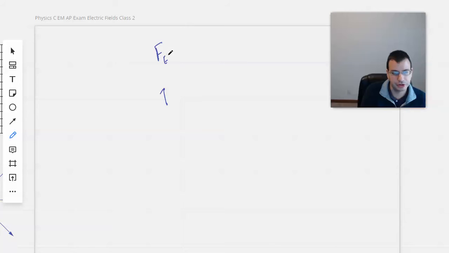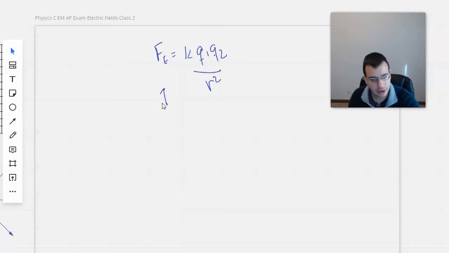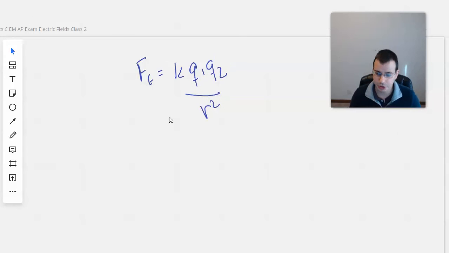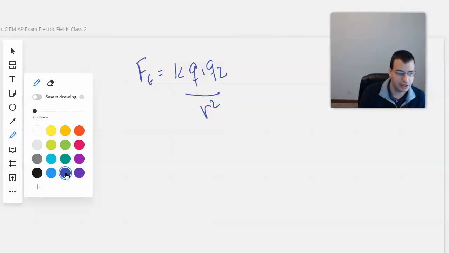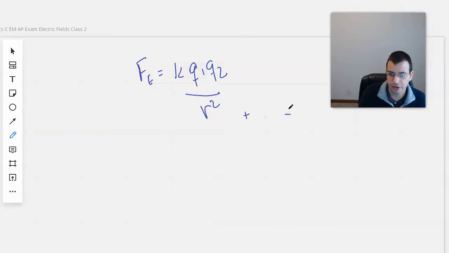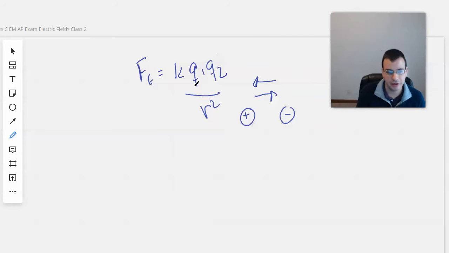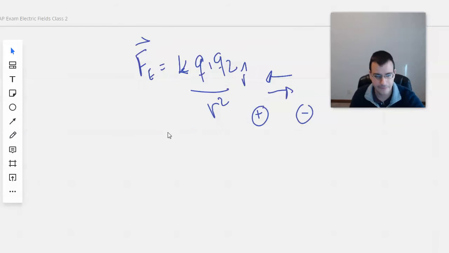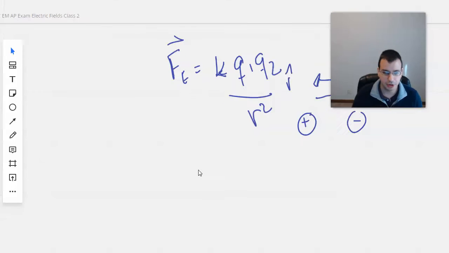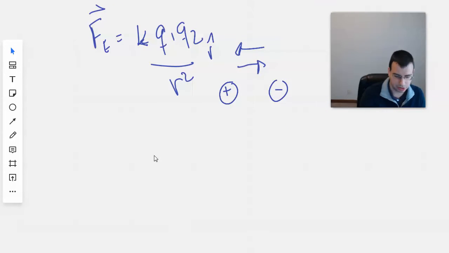So we established that force, electromagnetic field, equals K Q1 Q2 over R squared. And that's what gave us the force between two charged particles. We have a plus over here, negative over here, and the force experienced between the two would be towards each other, F equals K Q over R squared, in the radial direction, and that force is a vector, meaning it has both magnitude and direction.